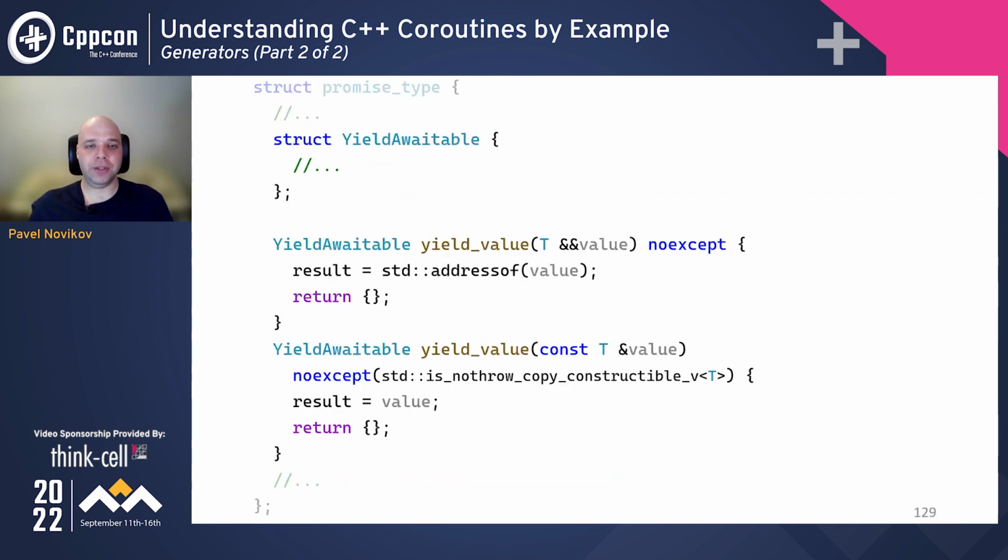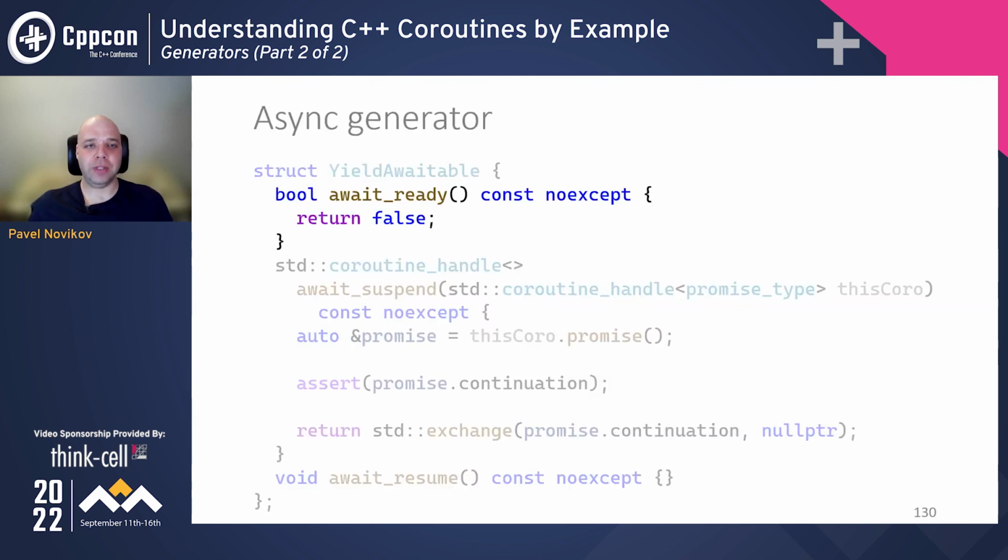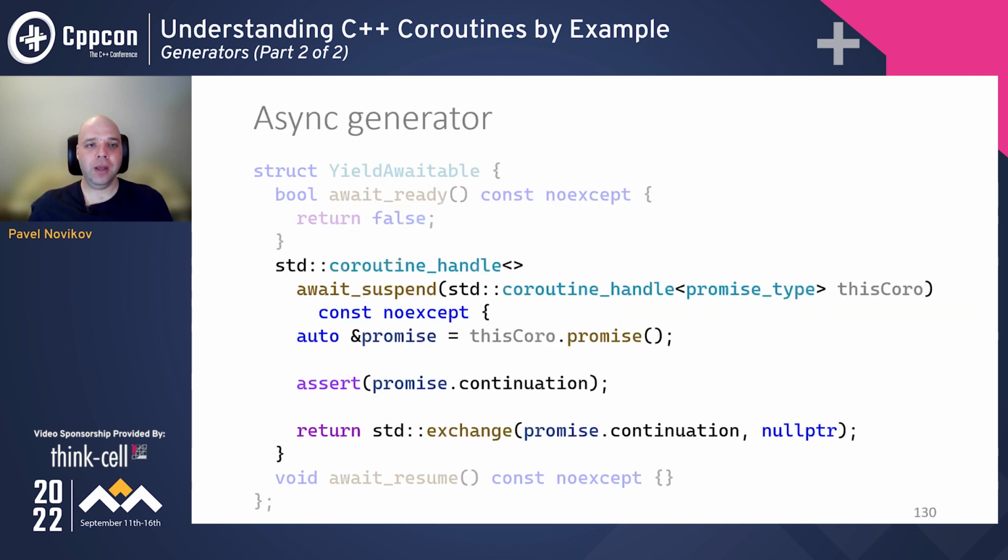Next is yield awaitable. Here we basically store either address of the object that we want to yield, or we store the copy of the value that we want to yield. And in both cases, we return yield awaitable. Yield awaitable looks like this. We want to always suspend when we co-yield some value.